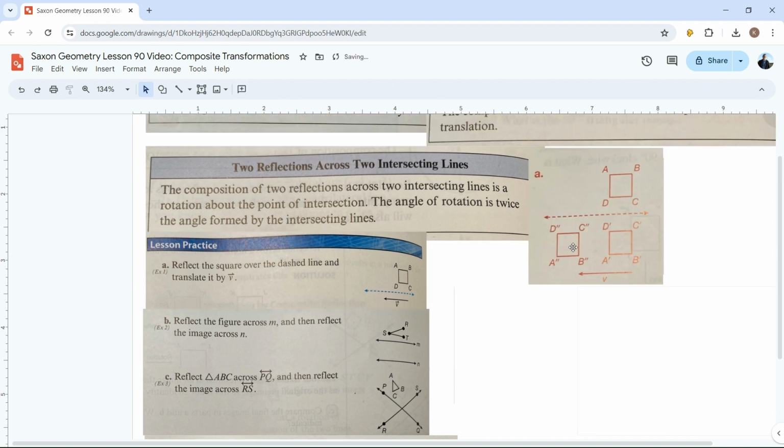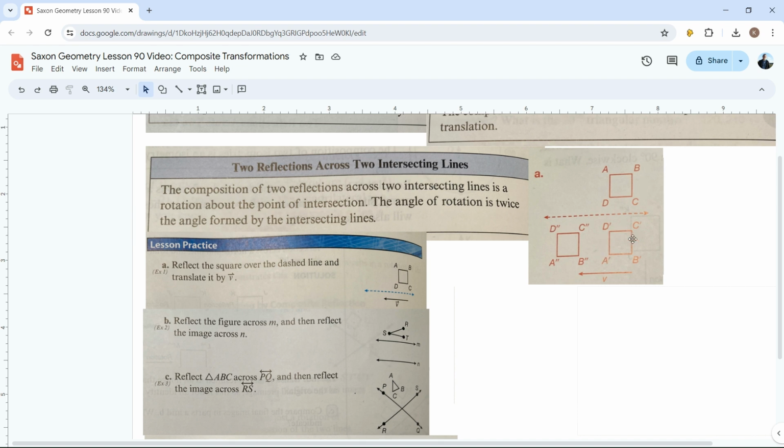Okay, so for letter A, we begin by reflecting ABCD over the line. And we're going to end up flipping the image over because remember, every point, every vertex is the same distance away from the line, just on the other side. So we'd measure between D and the line. The same distance on the other side gives us the image of D, image of C, image of A, image of B.